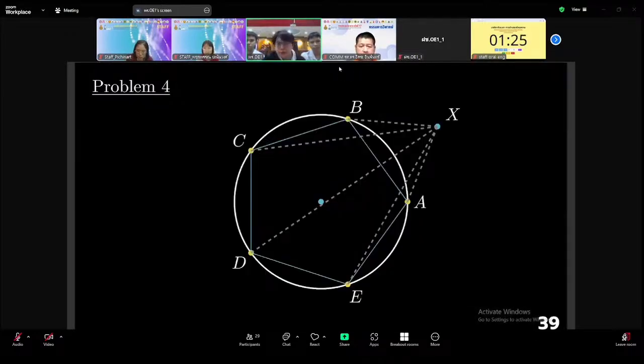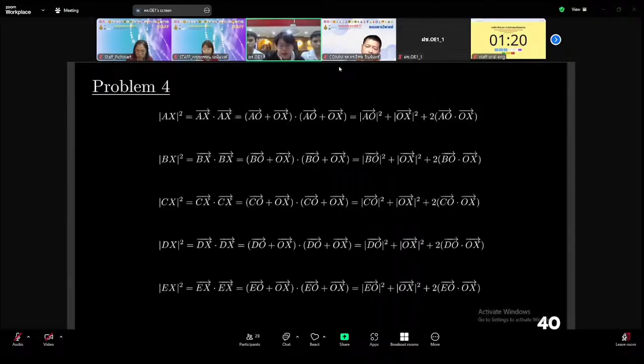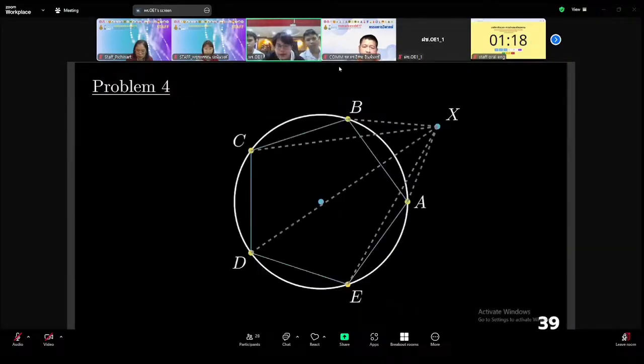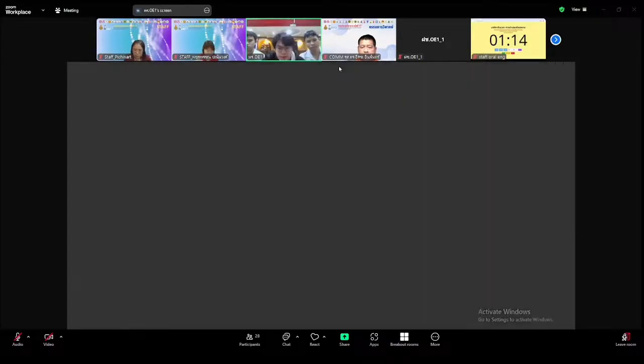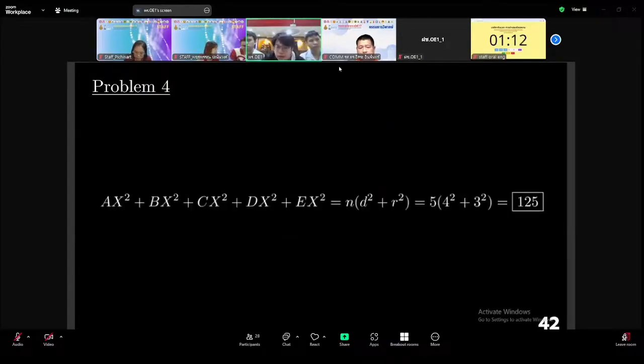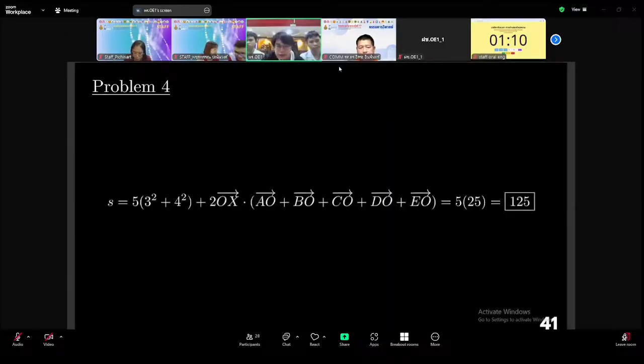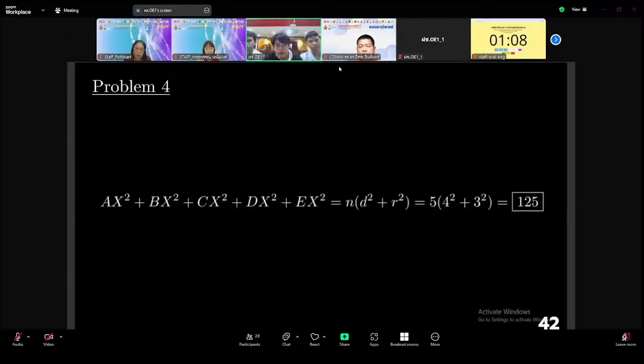For the next problem, we need to find the sum of the squares of these 5 segments. In the traditional method, we define these 5 segments as vectors and find the sum of these vectors. Compared to the other formula, it also provides the same answer, but it looks less complex and takes less time.